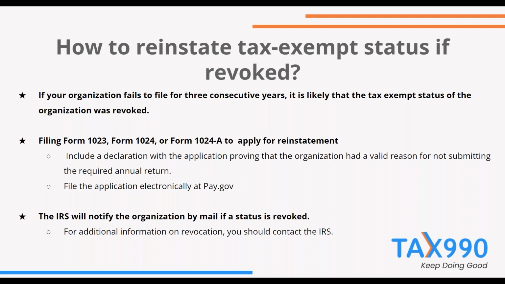If the organization's tax-exempt status gets revoked automatically, you would need to submit an application to the IRS to reinstate that status. You can do this by filing the Form 1023, 1024, 1023EZ, and 1024A within 15 months of revocation. So you have to reapply within 15 months of the original revocation. When you apply for reinstatement, you should include a declaration with the application proving that the organization had a valid reason for not submitting the required annual return for at least one of those 3 consecutive years.